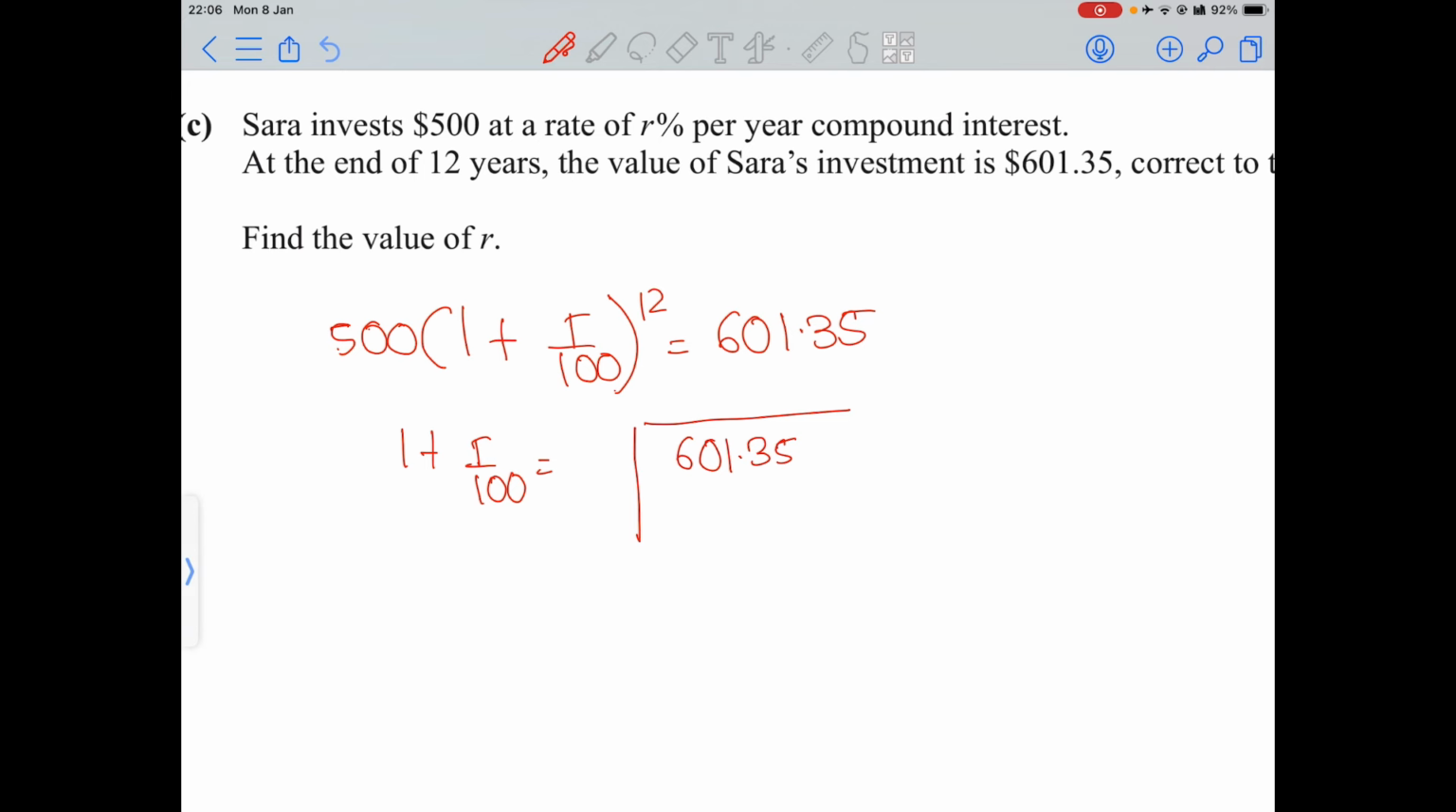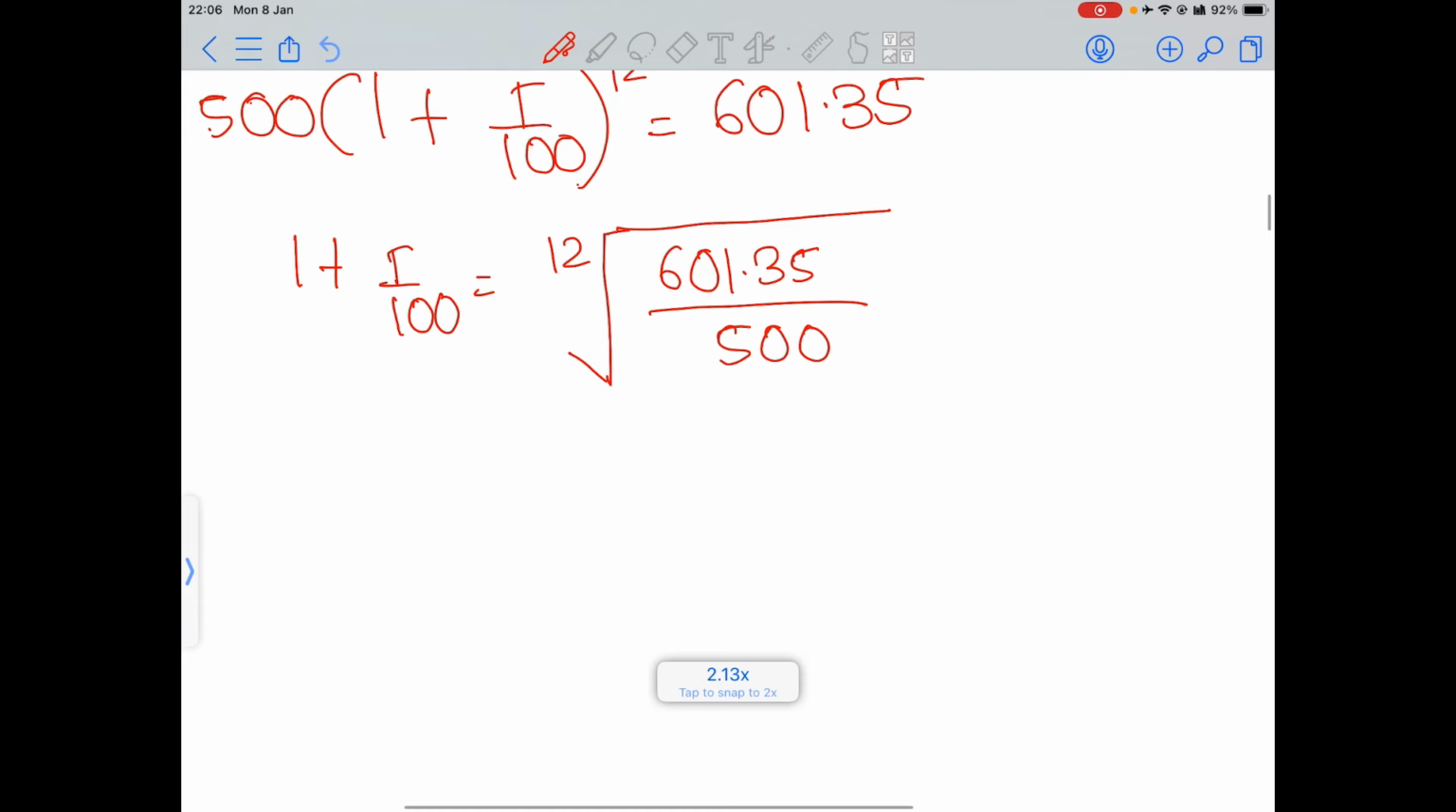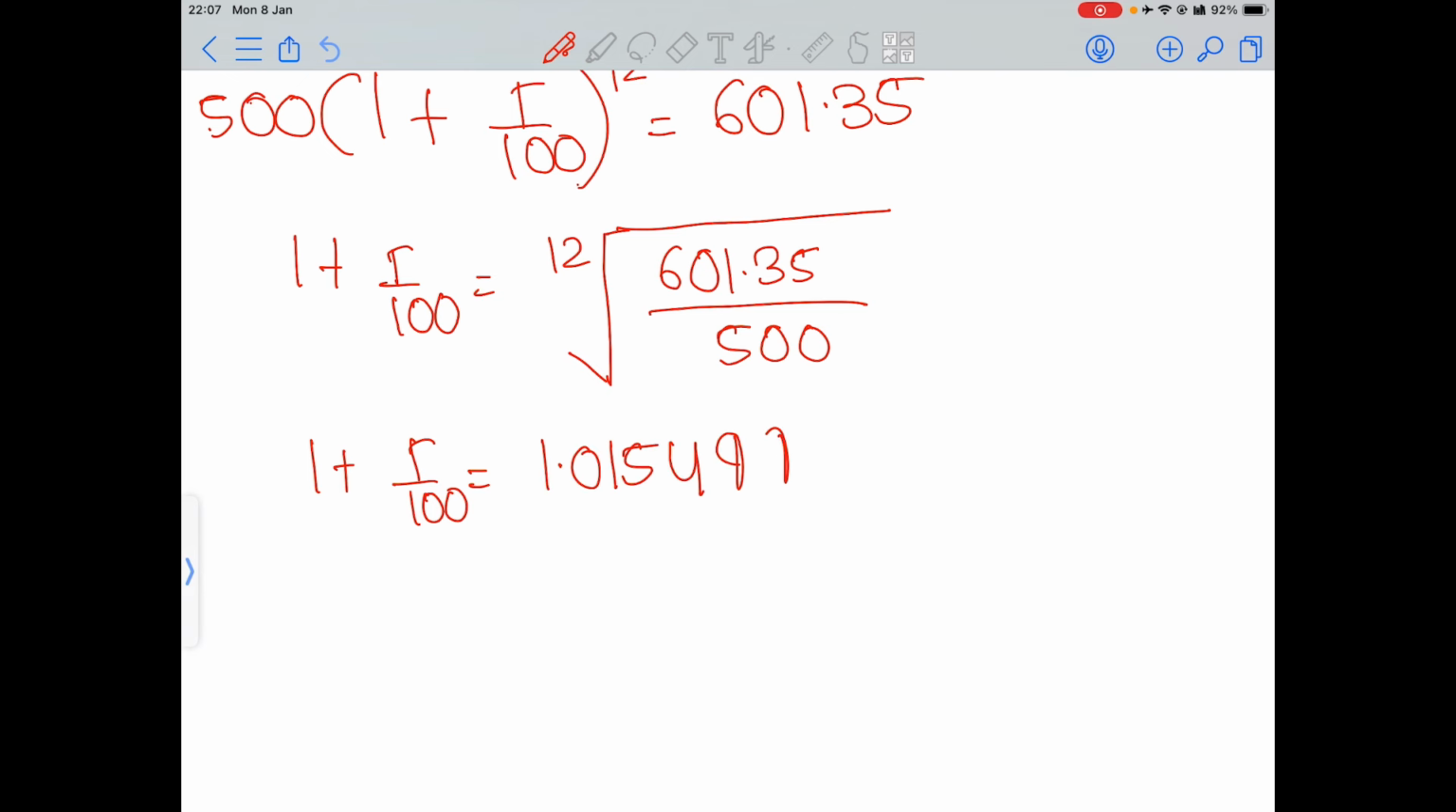1 plus R over 100 equals 601.35 divided by 500, all to the power of 1 over 12. Now you can calculate this value, or you can skip this step by writing this whole expression instead of writing the decimal figure, which might sound a bit annoying. So 1 plus R over 100 is equal to 1.015499645. It's not necessary to show these values.